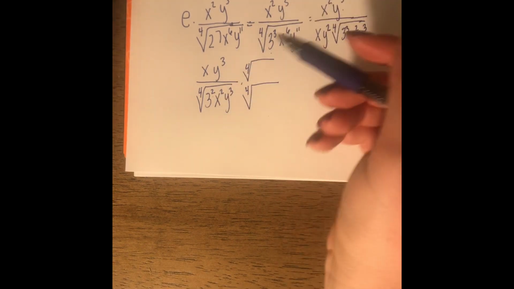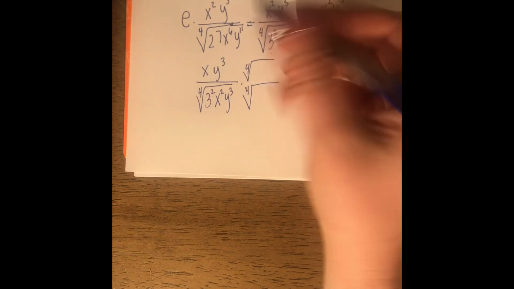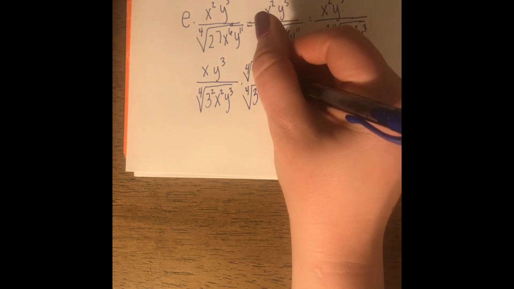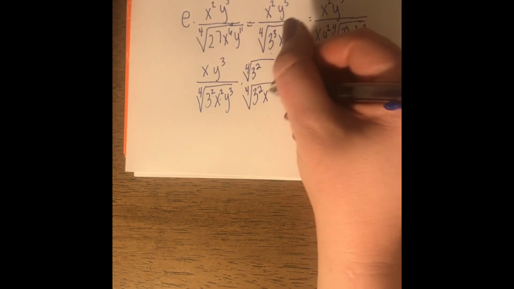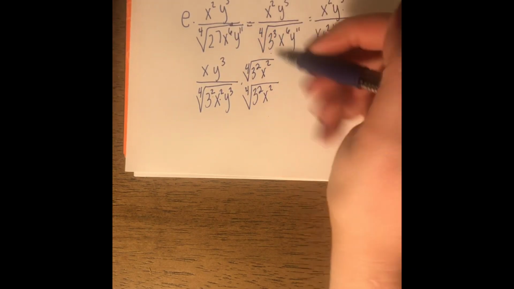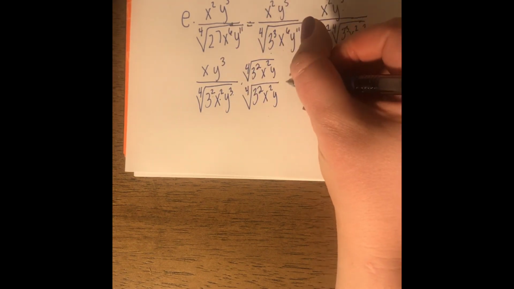I have 3 2's, so how many more 3's do I need in order to make a group of 4? I need 2 more. How many more x's do I need to make a group of 4? 2 more. And how many more y's do I need to make a group of 4? This time you only need 1.